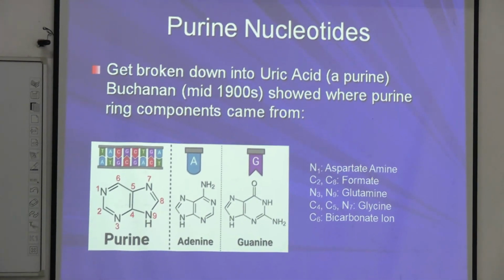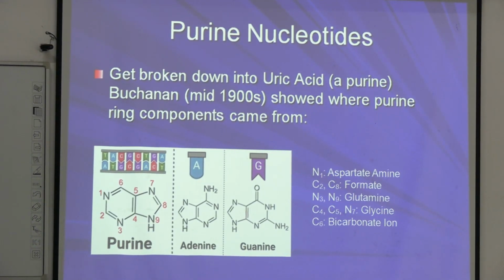So this is very, very important. Very often this question is asked. Show the different sources of different atoms of the purine and pyrimidine bases or pyrimidine nucleotide. Okay. Next.